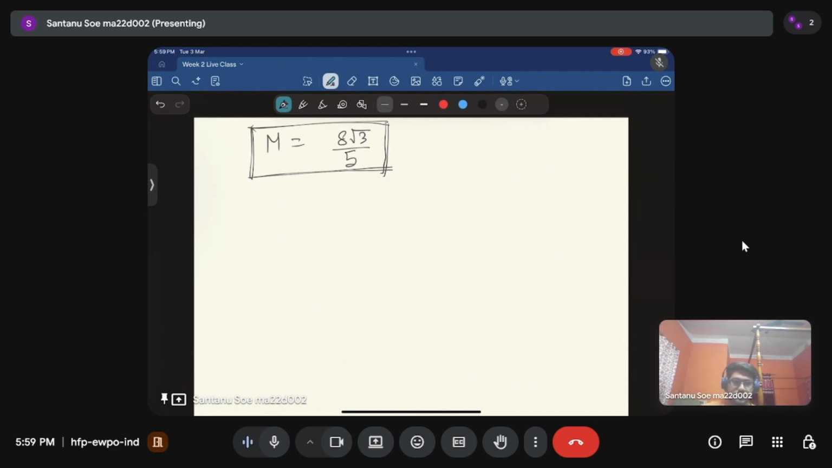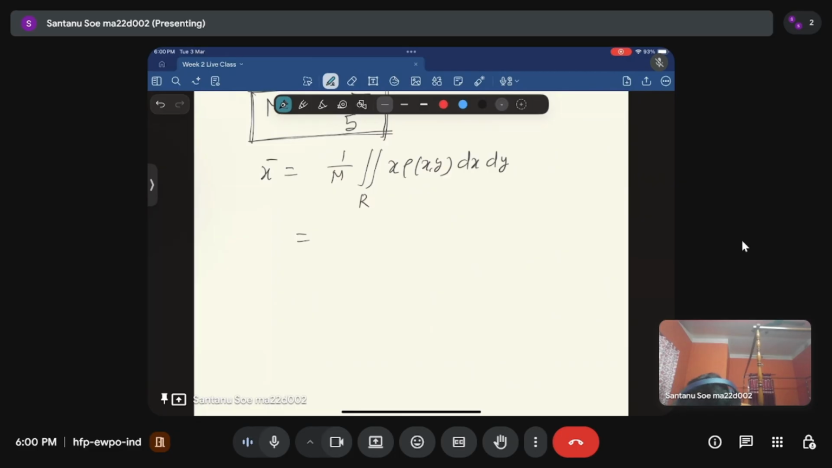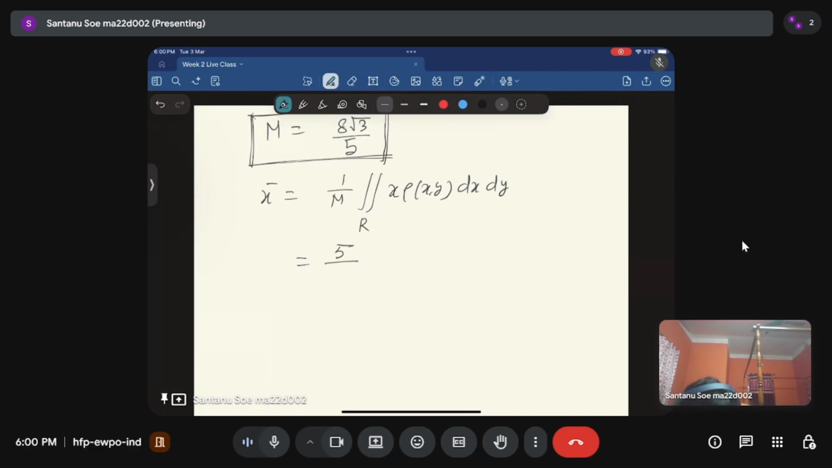So now we just have to calculate the coordinates of the center, which are x bar and y bar. Now we know the formula of x bar. It was like this: x bar will be 1 by m, double integration over R of x rho(x, y) dx dy. So this is going to be 5 divided by 8 root 3 times the double integration over R of x y square dx dy.